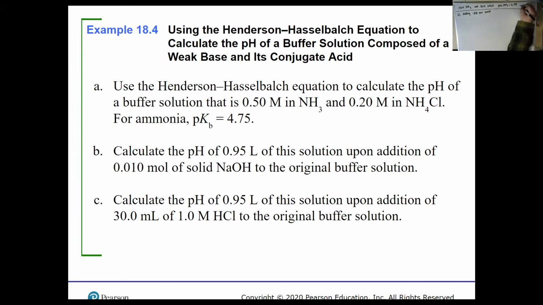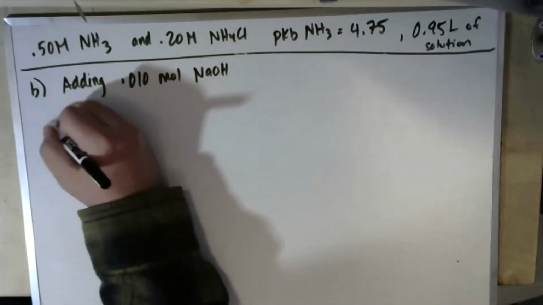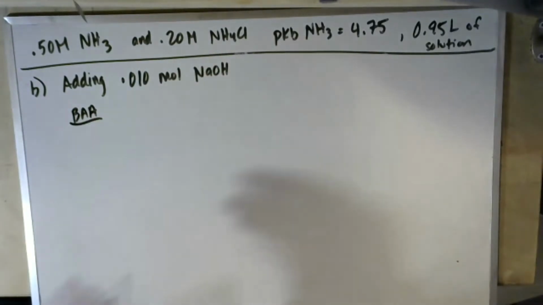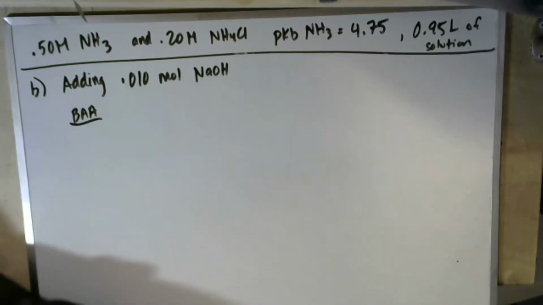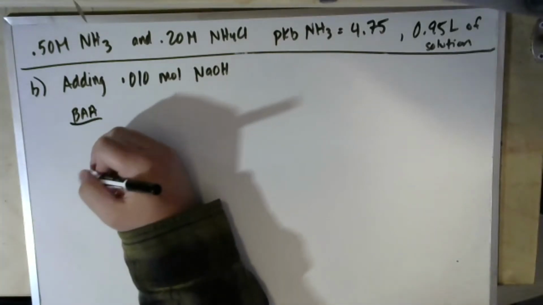Let's just write down the total volume of the solution. 0.95 liters. Okay. So easy enough at this point now. We know that we're going to set up our BA table first to keep track of the addition of the sodium hydroxide. If we're adding the OH minus, you know, again, you have to ask yourself, what is my base going to react with? The base reacts with the acidic component of your buffer.